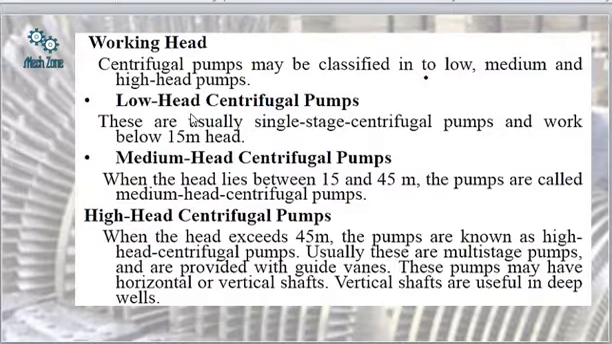Now on the basis of working head, centrifugal pumps may be classified as low, medium and high head pumps. We say it is low when the head is below 15 meters. When it is between 15 and 45, it is medium, and when it is above 45, then it is a high head centrifugal pump. These pumps may have horizontal or vertical shafts.